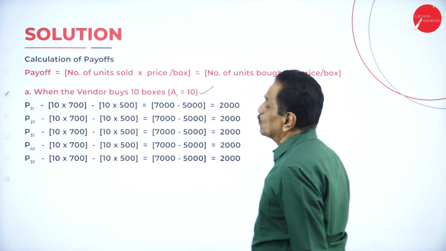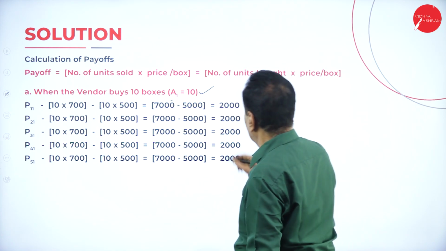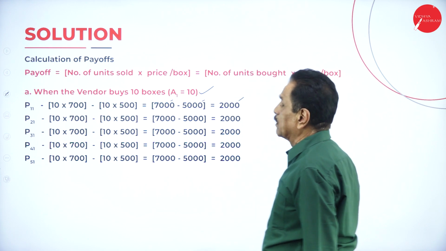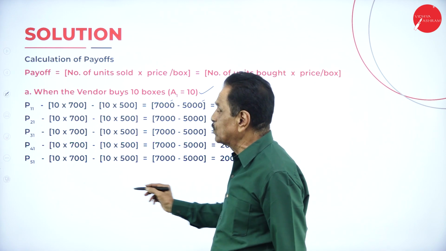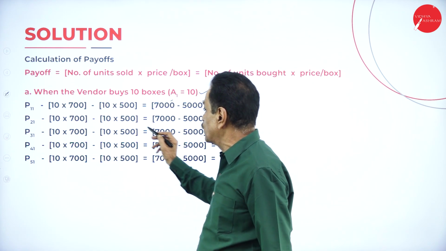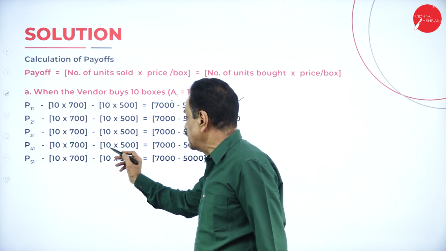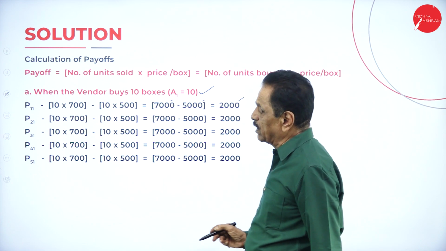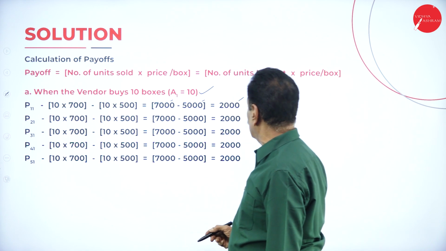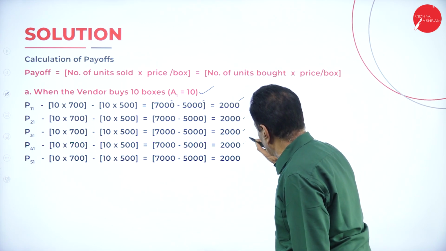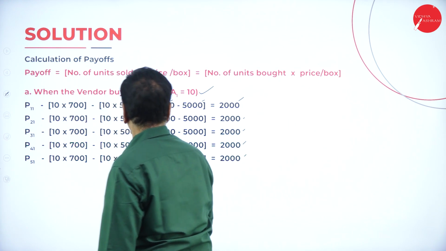First, sells how much? 10. So 10 into 700 is 7,000. 10 into 500 is 5,000. You got 2,000. So for everyone, 10 into 700 is 7,000, 10 into 500 is 5,000, and you get 2,000 each time. This is when A1 is 10 boxes.